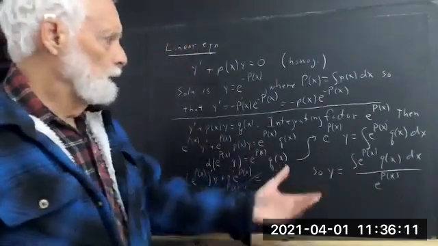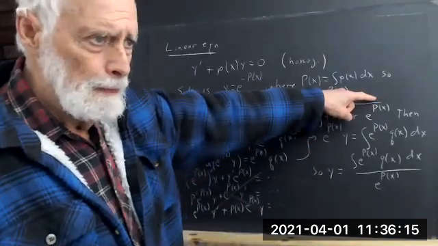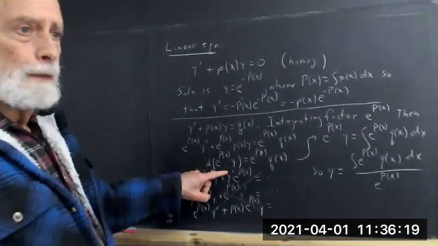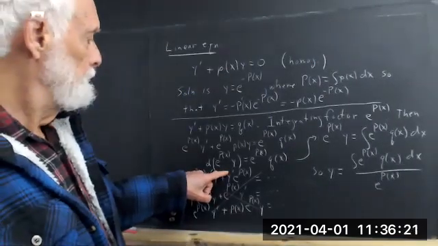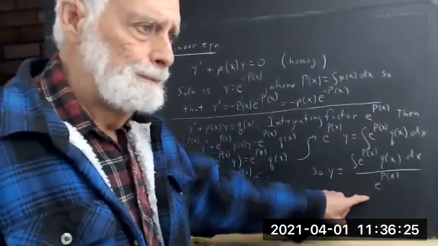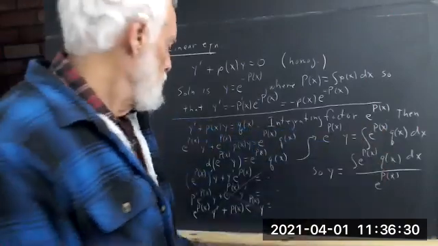So this is what you want to remember. Just that you're going to multiply by e to the capital P of x. And that's going to change the left-hand side into a differential. So you can integrate both sides and get your solution. Don't forget your integration constant.